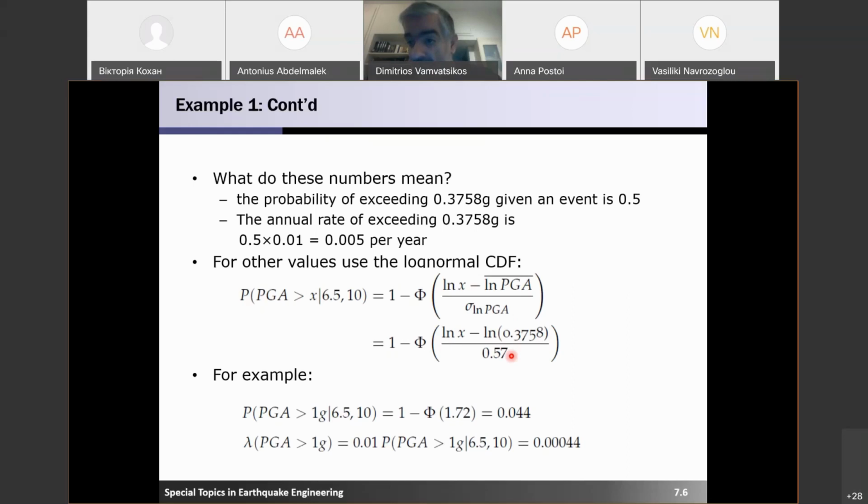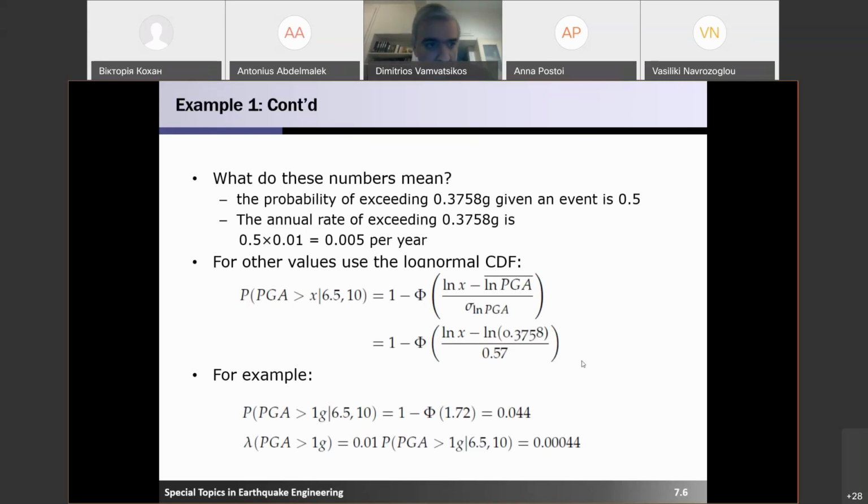Let's try a couple of examples. Remember, back to our theory, to get the log normal, you only need to use the normal distribution, but you put ln's everywhere. That's all. Now, the probability of a PGA being greater than 1G given 6.5 and 10, given your scenario, is 1 minus phi of 1.72, which is 0.044.